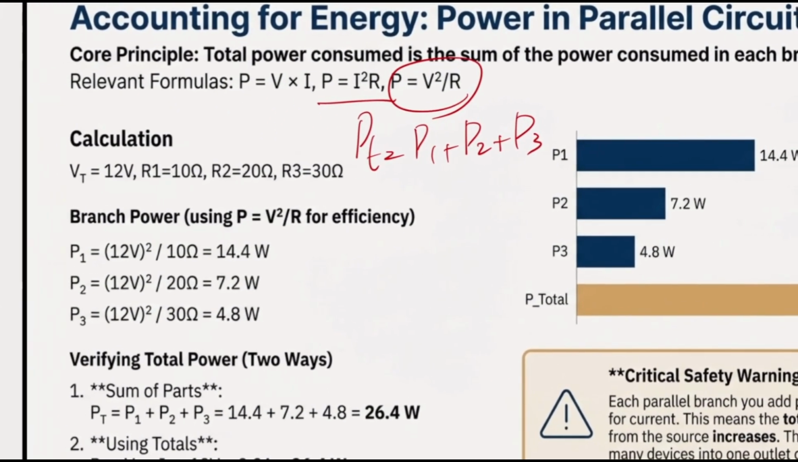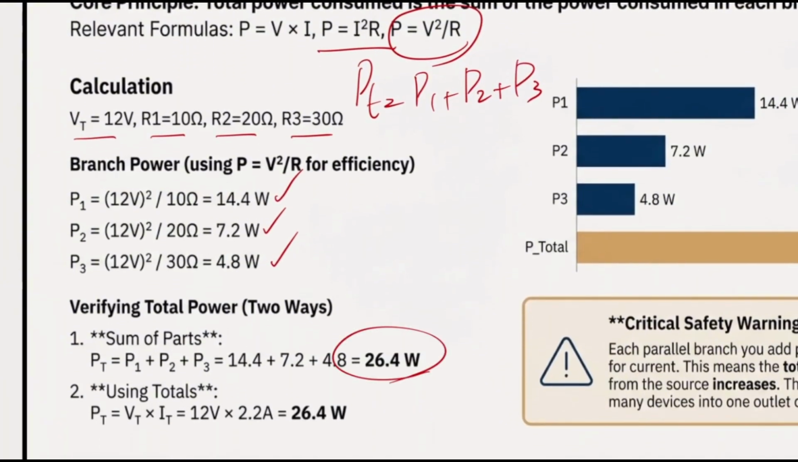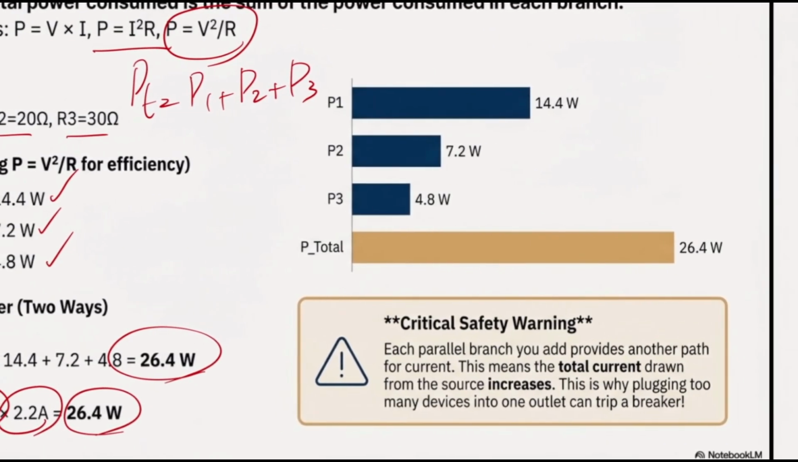So let's talk about this question. VT was 12, R1 was 100, R2 was 200, and R3 was 300. Find the power in each branch. Use V squared divided by R, add them up, and get this number. You can still prove it using P total equals V total times IT. I have the IT: I had the RT, so I can find the IT, and I also have the voltage, and it should still be the same. So it is very critical.